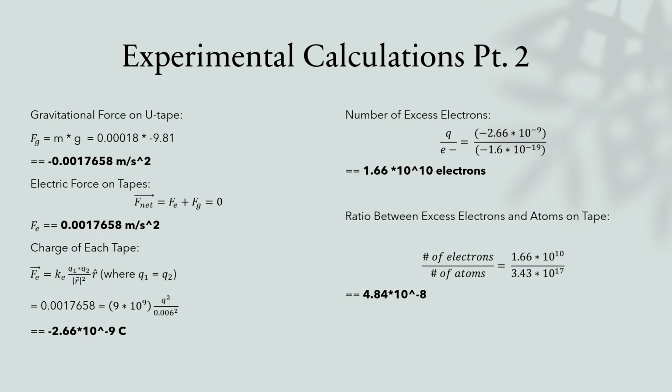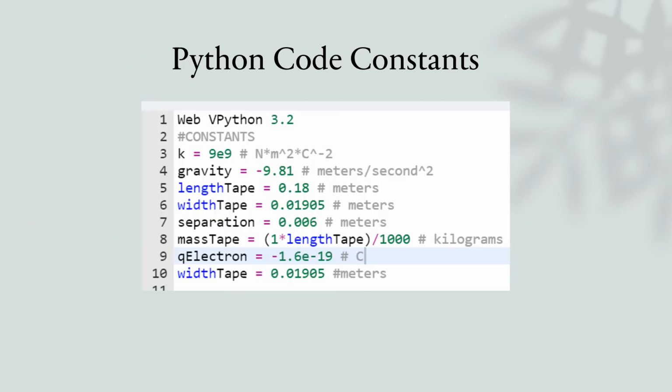Finally, the number of excess electrons is calculated by dividing the charge of the tape by the average charge of an electron, and the ratio between excess electrons and atoms on the tape is found by dividing the number of electrons by the number of atoms.